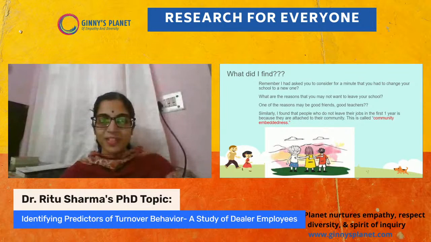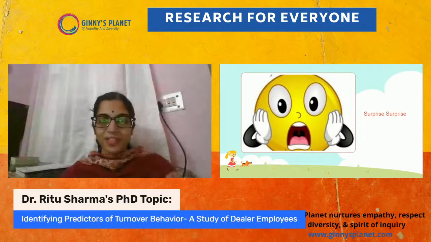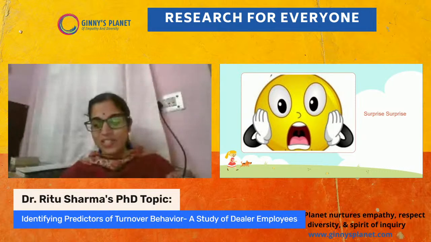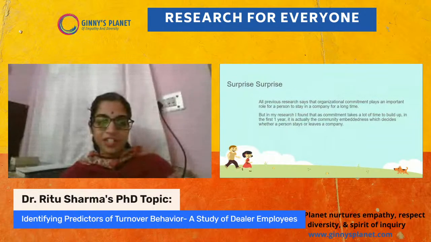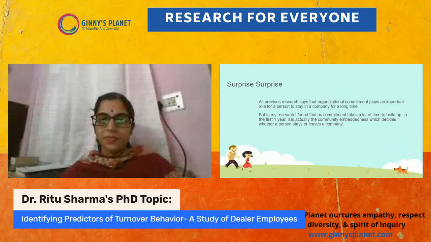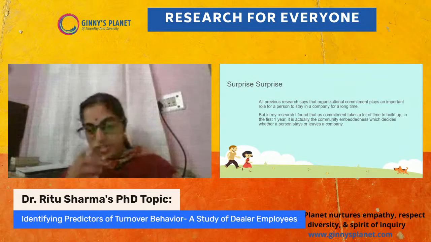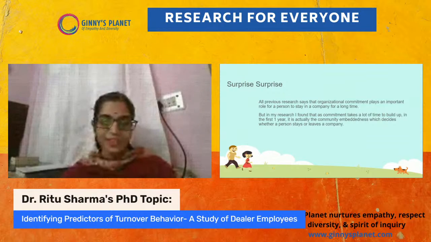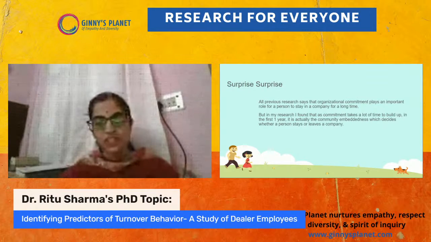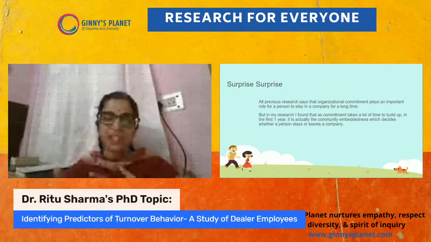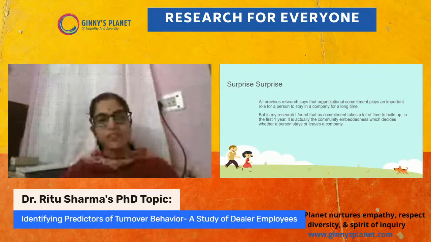There was also a surprise. The surprise was that all the previous research on organizational commitment only said that organizational commitment plays a very important role. But in my research, it was found that apart from organizational commitment, for the first year, it is community embeddedness that plays a very important role. So one of my findings was not supported by previous research. They were a bit different.